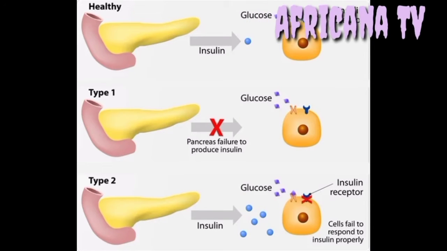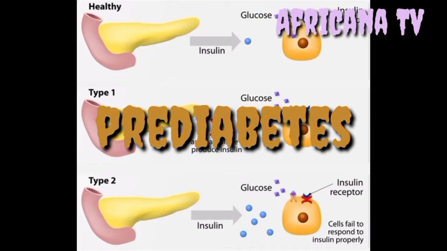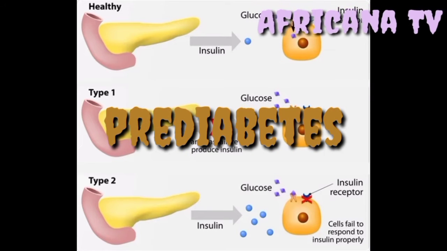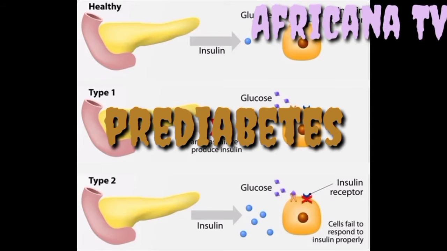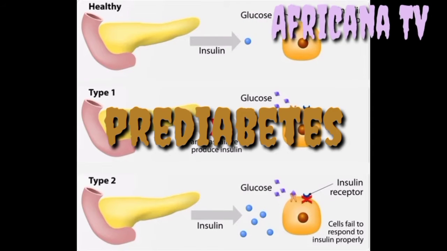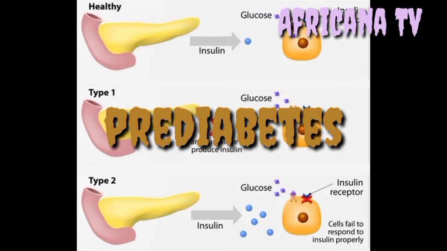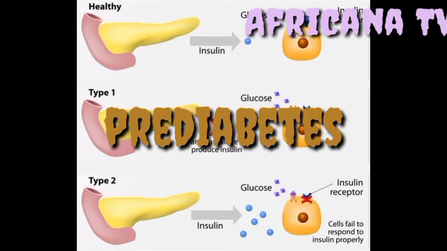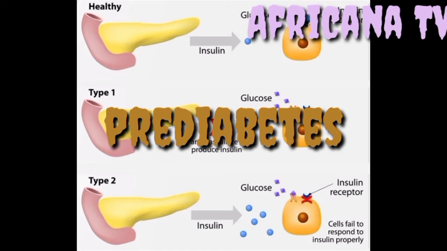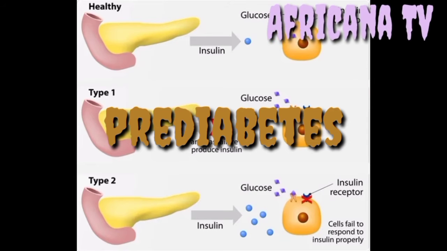Let's look at the third one, pre-diabetes. For this one, the person has high blood sugar, but it is not high enough to be diagnosed as diabetes. It is high, but not so high that we can say the person has diabetes.